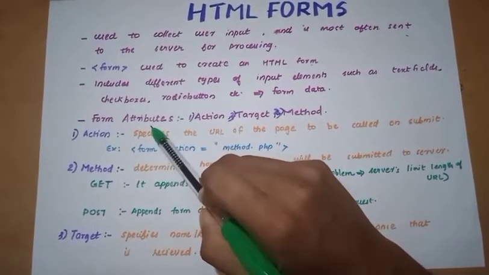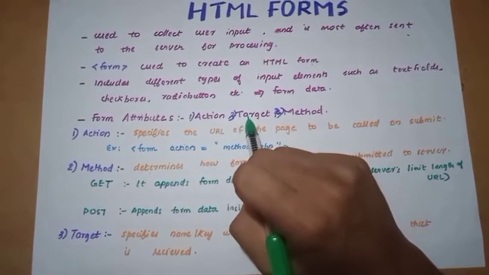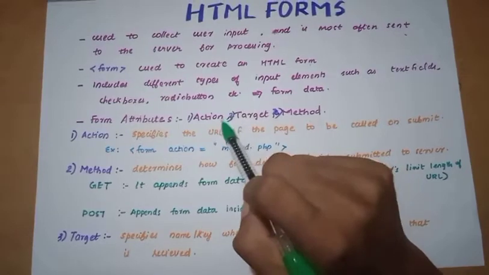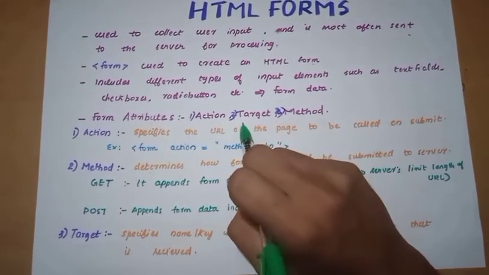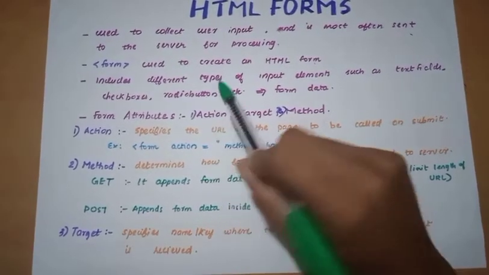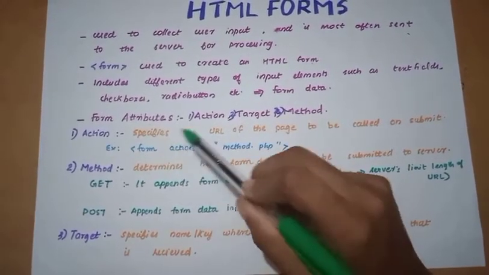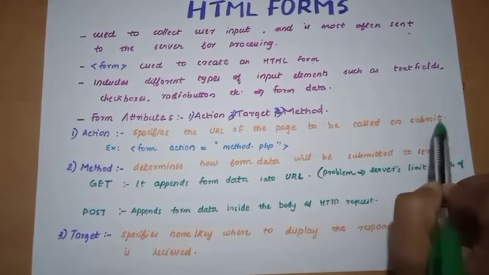Those are the form attributes. There are action, method and target. There are three form attributes. Always they are action, method and target. So what does this action suggest? Let's see. Action specifies the URL of the page to be called on submit.